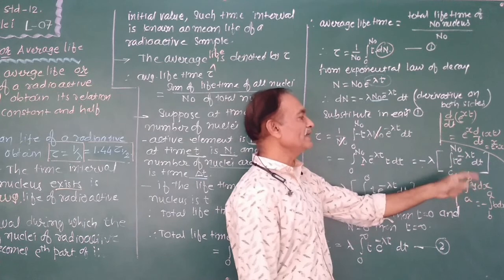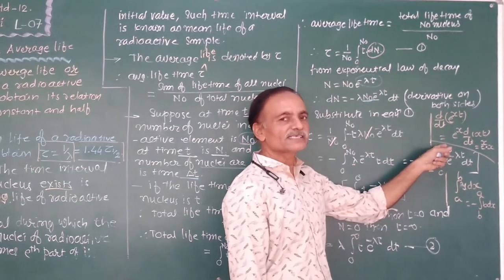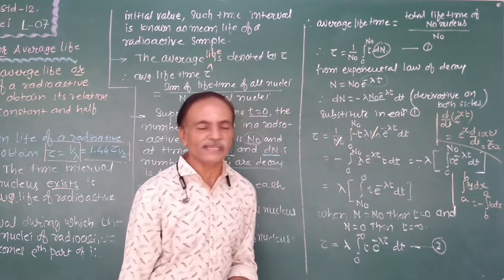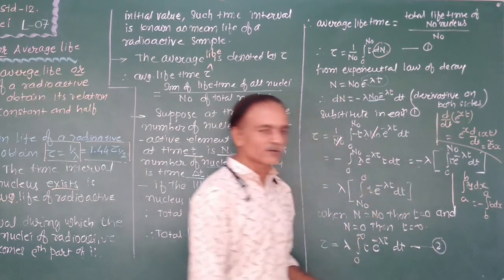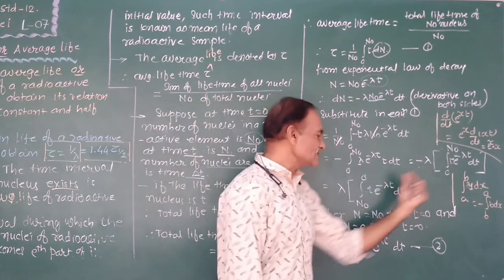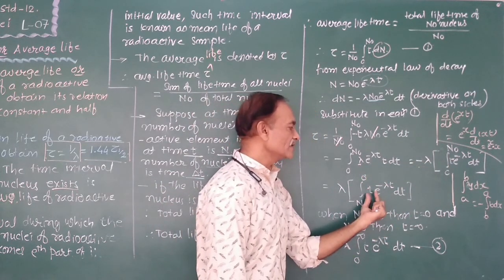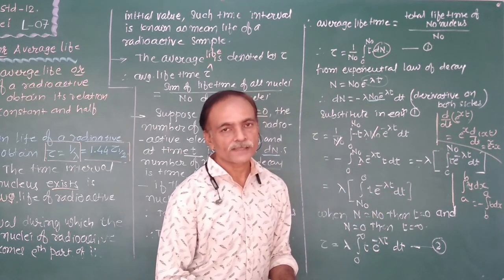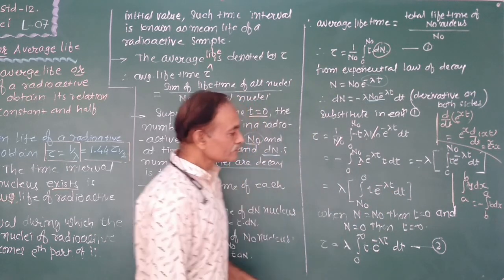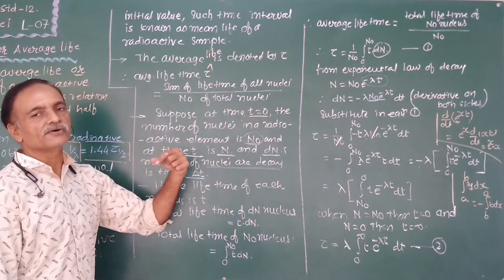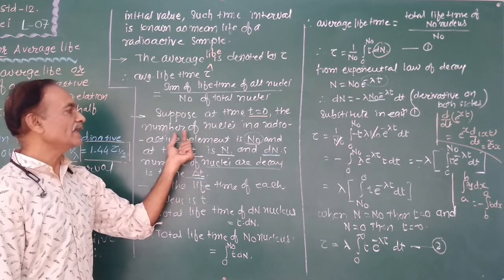If we change the limit from 0 to n0 and instead write n0 to 0, its value again becomes negative, and this negative becomes positive. Therefore, lambda is taken out. Now the limit is changed to n0 to 0, t e^(-lambda t) dt. Clear this? Okay.